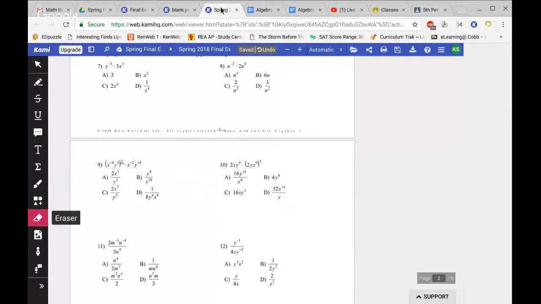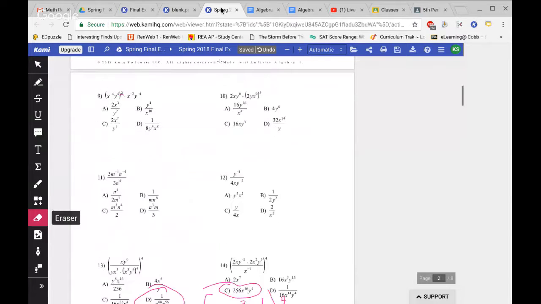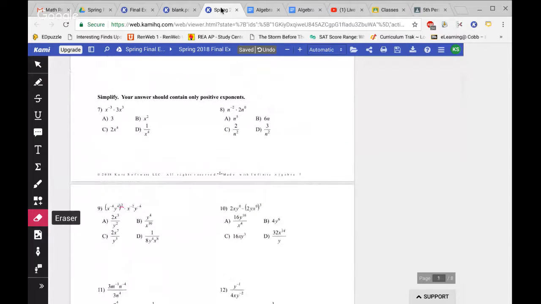All right, number 10. And then, Lily, what I might do is go to number 47 for him, and then come back and do the rest of the exponents. Is that okay with you? Yes, ma'am. Okay.